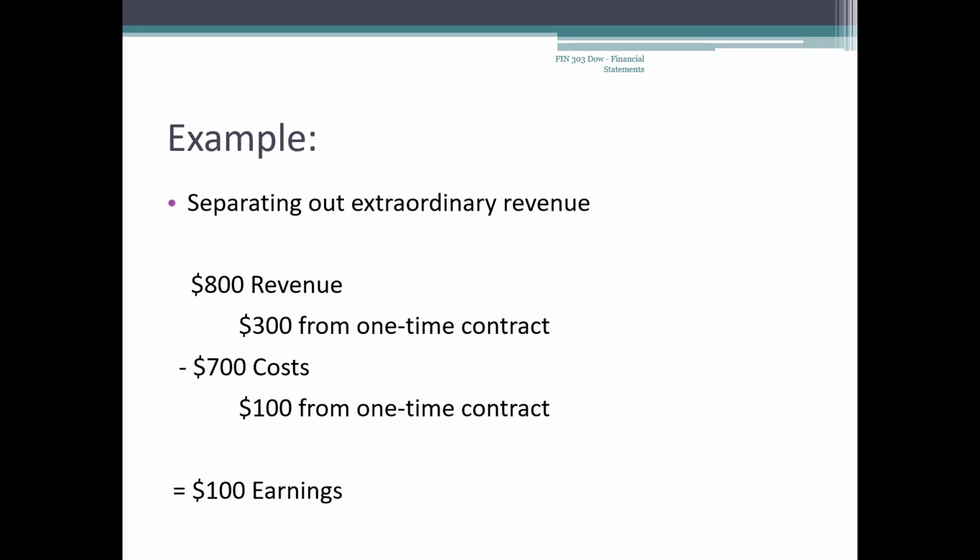To come up with a better estimate, we would want to remove the revenue and cost from the one-time contract and only rely on the typical earnings. In this case, without the one-time contract, the company would have lost money. There would have been $500 of revenue and $600 of costs.